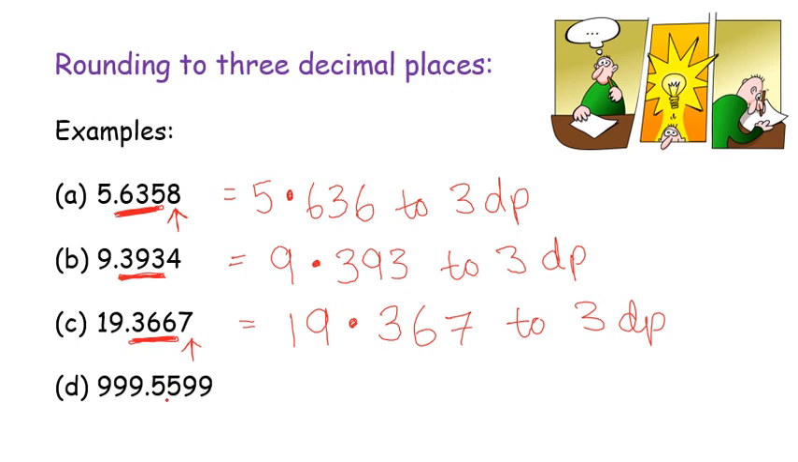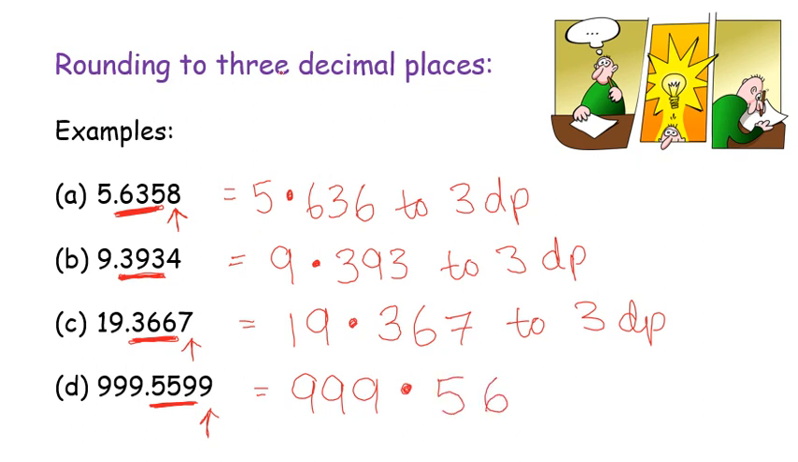And lastly, we have 999.5599. So the fourth number is a 9. So that 9 is going to round this 9 up to a 10. But if that's rounded up to a 10, the 5 is going to round up to a 6. So let's write this all out.